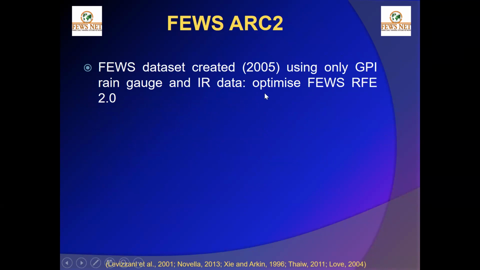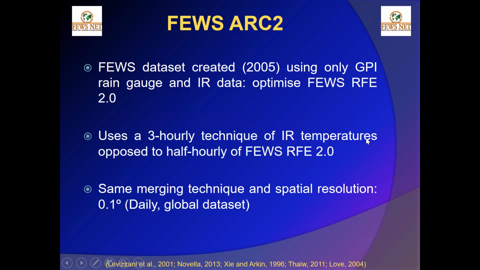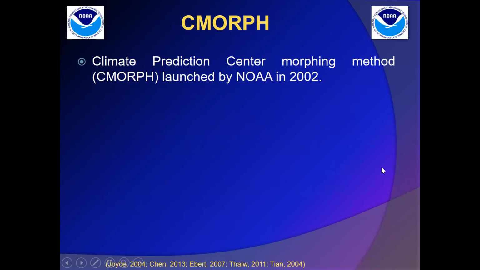And it optimizes the Fuse RFE. So it's an optimized version of the Fuse RFE. That's the Fuse ARC, and it's available on FuseNet. It is freely available for people to use, and it's specific to Southern Africa. So this is a good one if you want to use information for Southern Africa. It also has a sub-daily data set available to it, which makes it very important for use.